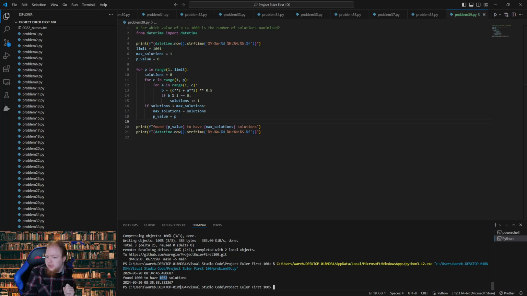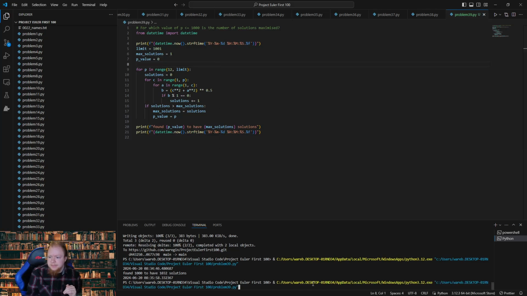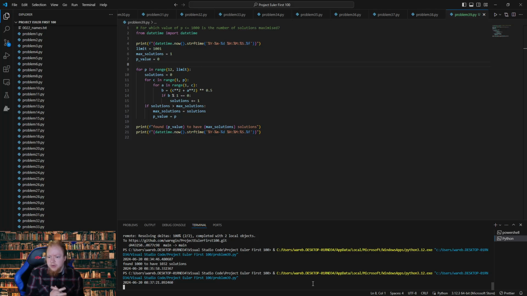And that seems like too many solutions. So let's go ahead and bump this to 12 to see if we can get it under that limit of 1 whole minute, because that should chop us down a tiny bit on time.